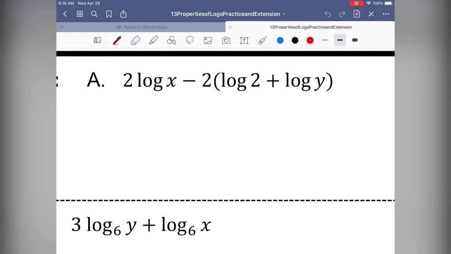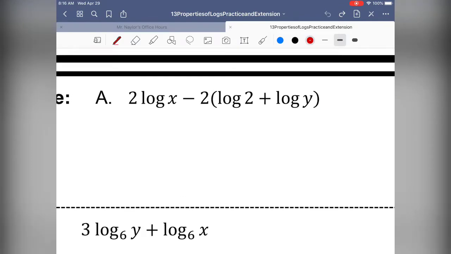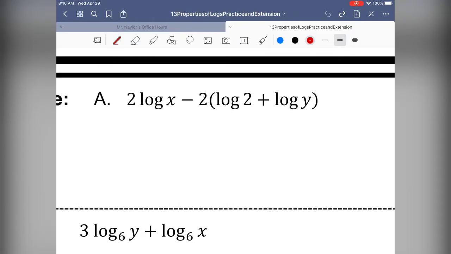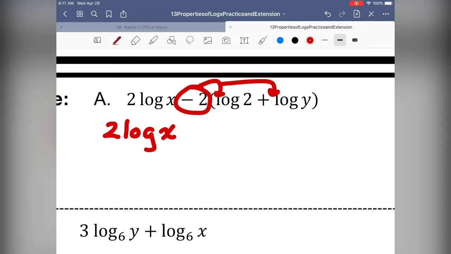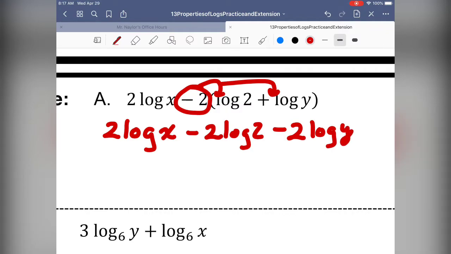Now, when you look at letter A, you definitely have to see that there's multiple logs. But before we can just try to write this as one log, we have to recognize that there's some algebra. And the algebra says that we would be multiplying or distributing a negative. And just like in any algebra problem, if you have a number in front of the parentheses, it distributes, it multiplies to now be in front of each of these logs. Make sure that the negative sign becomes part of that distributing.